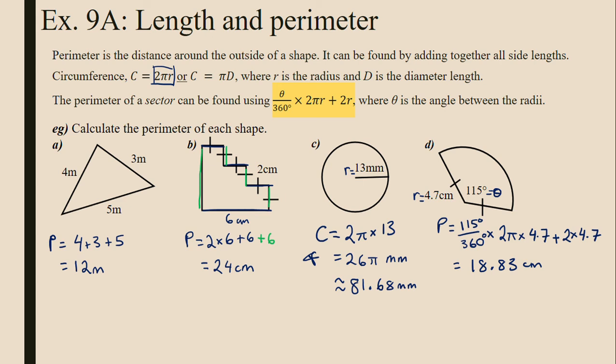And that's all there is to perimeter, guys. So there's two formulas, 2 pi r, and this one here for a sector. Label things as you need to, set out as much working as you need to, and always remember your units. But otherwise, I have no other new content for you.